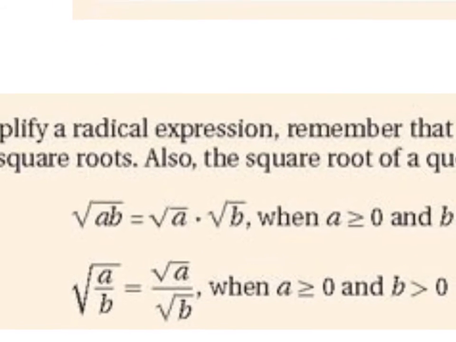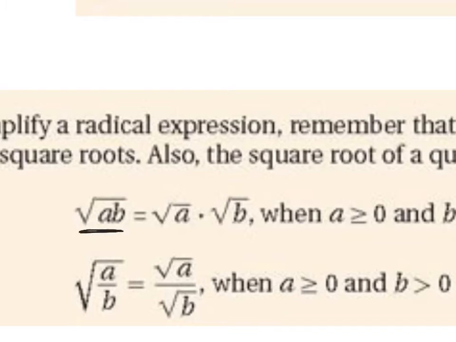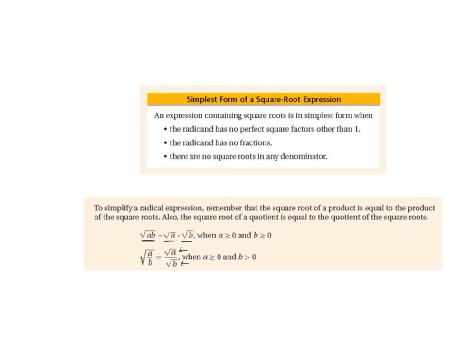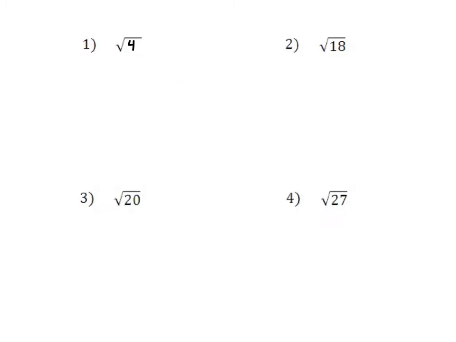So if we have two numbers that are being multiplied, a and b, that are under a square root, we can split that up into two different square roots and multiply them. So we could do square root a times square root b. So these are the same thing. And the same works for fractions. So if we have one fraction under a square root, we can split it up as the number on top is under one square root and the number on the bottom is under the other square root. And now we're just going to do examples.